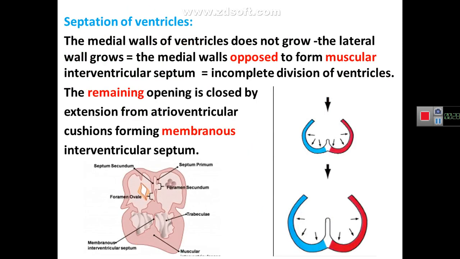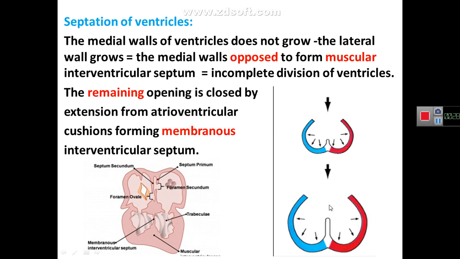Septation of the ventricles occurs in the way shown in this figure. The medial walls of the ventricle will not grow, while the lateral walls of these ventricles will grow. Because of that, the medial walls of the right and left ventricle will oppose each other, forming a septum. Because the lateral walls grow, as you can see in the figure, but the medial walls are not growing and opposing each other, forming a septum.